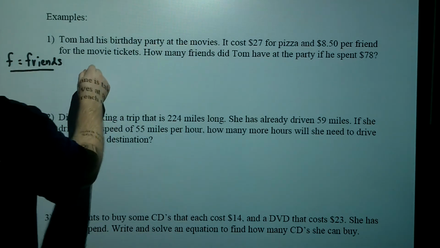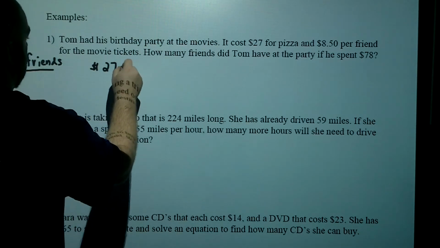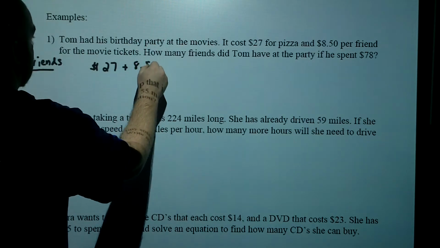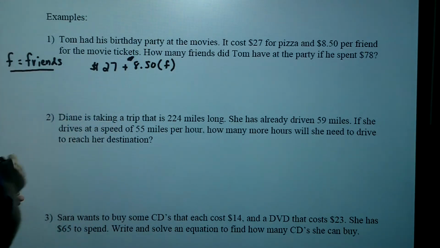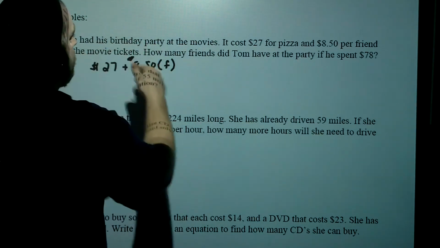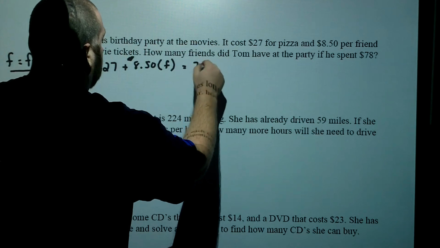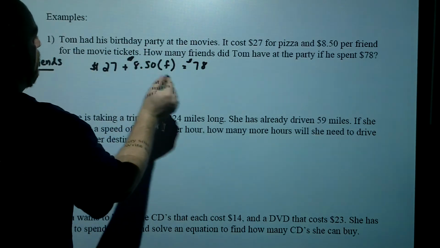So $27 was the cost of the pizza plus $8.50 per friend. So I'm going to put $8.50 times F, how many friends he had, which I don't know. And together, all this was $78. Now I'm going to solve this equation to see how many people he had.